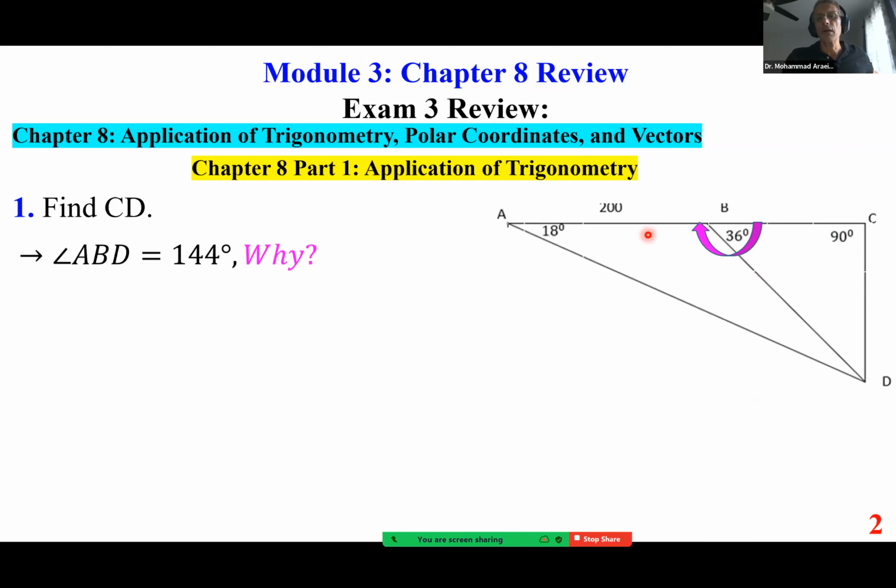Therefore, the angle ABD is 180 minus 36, which makes it 144 degrees. So this is 144 because they add up to 180 degrees.